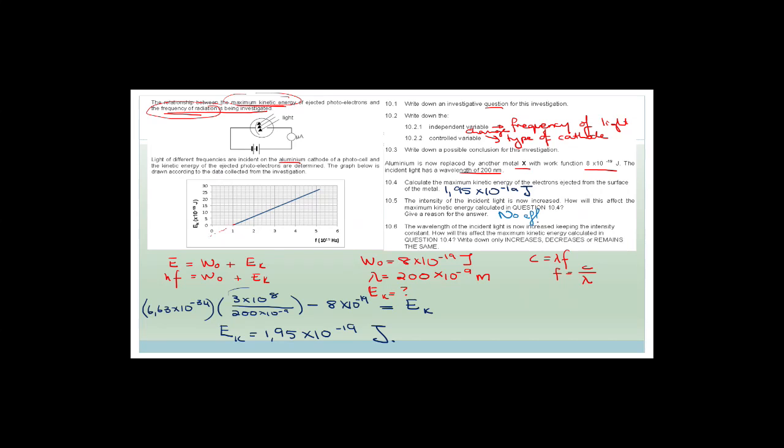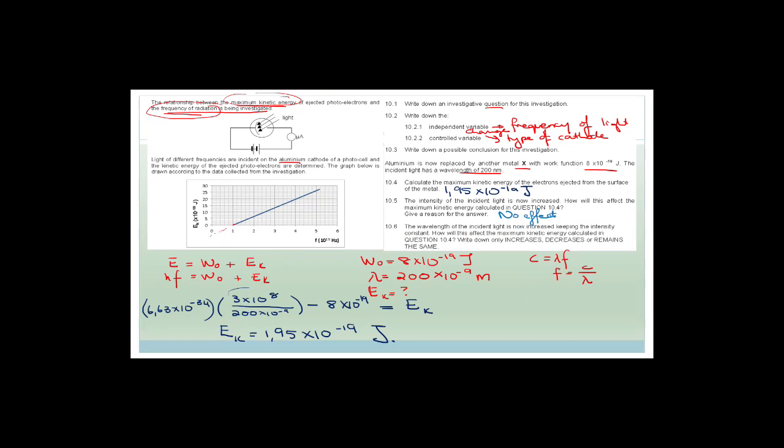The reason for this is that the intensity increases the number of photoelectrons that are emitted per second, but it does not affect the kinetic energy at all. Nowhere in this equation is there space for intensity. So that helps you a bit, I think.